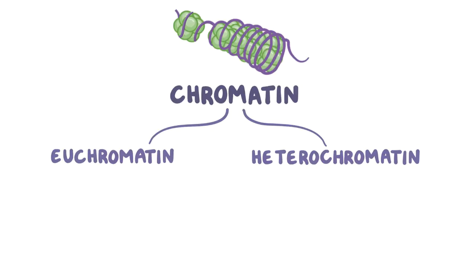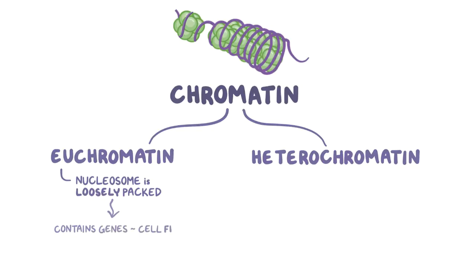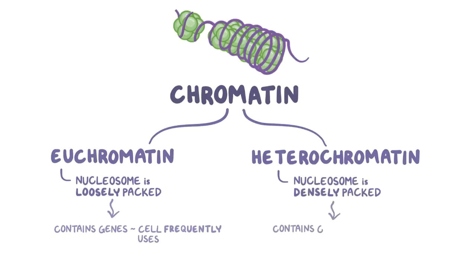With euchromatin, nucleosomes are more loosely packed, because it contains the genes or regions of DNA that the cell frequently uses to make proteins that help the cell perform its day-to-day job. With heterochromatin, on the other hand, nucleosomes are more densely packed, because it contains genes that the cell rarely or never uses.